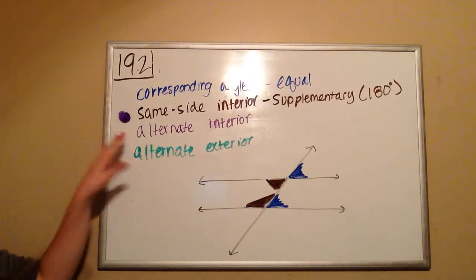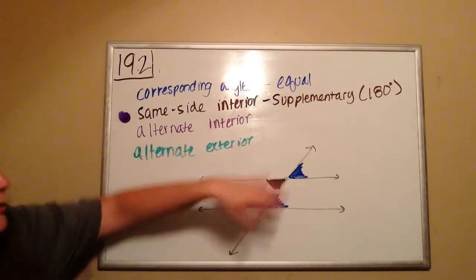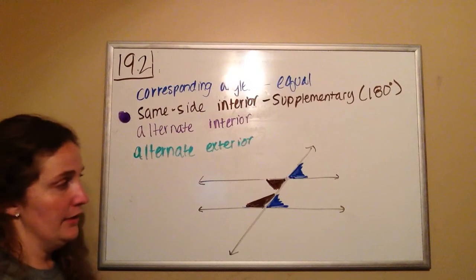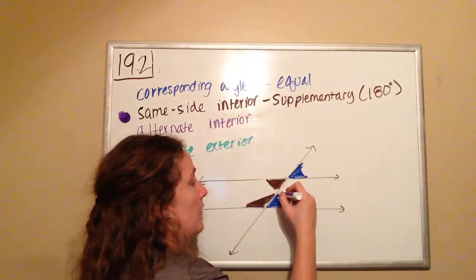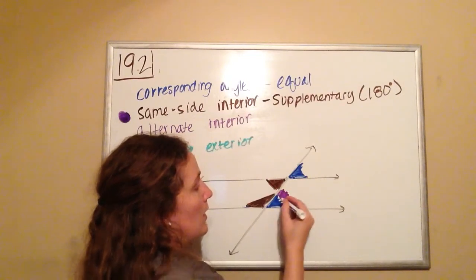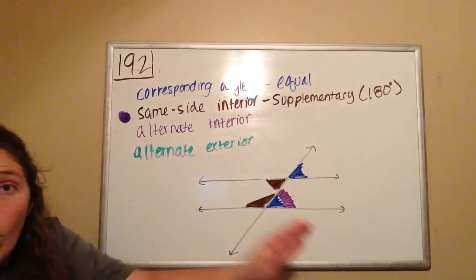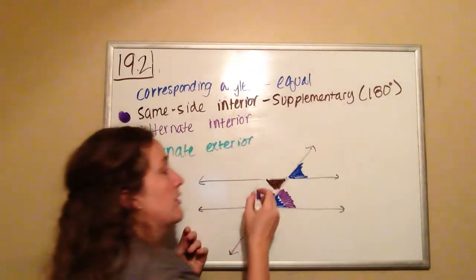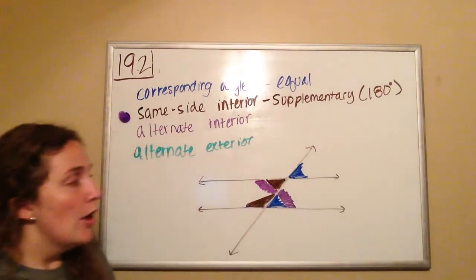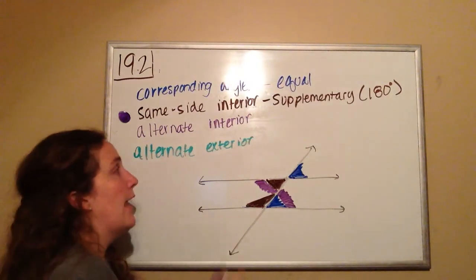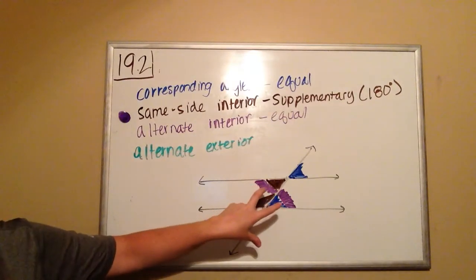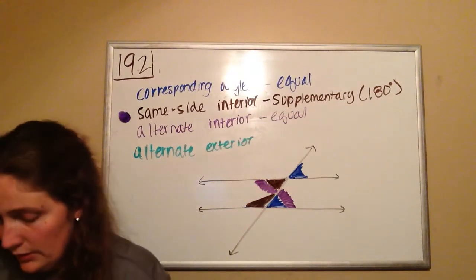Alright, so alternate interior. Remember, interior means that we're inside of the parallel lines, and alternate means the other side of the transversal. So if we take this angle right here and go alternate, on the other side of the transversal, right here, we're talking about those two angles. Those are both acute angles, and it turns out that they're actually equal, the exact same size. So that was alternate interior angles.